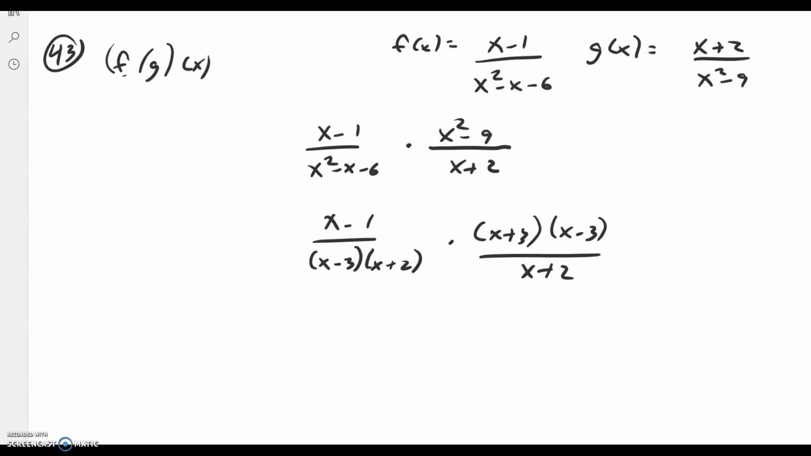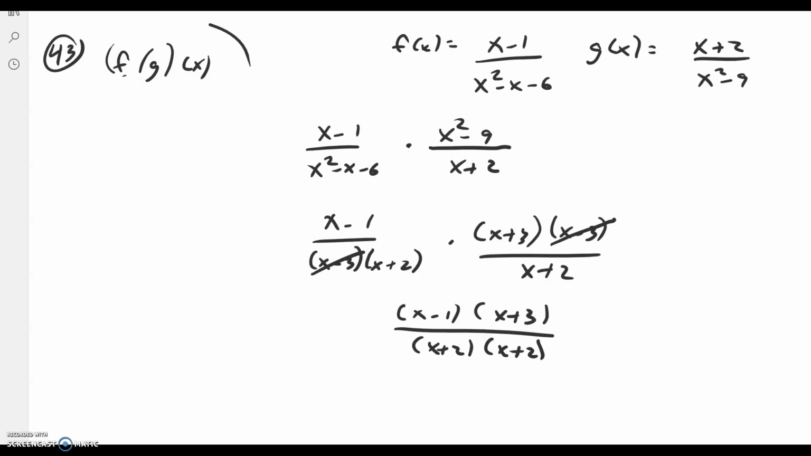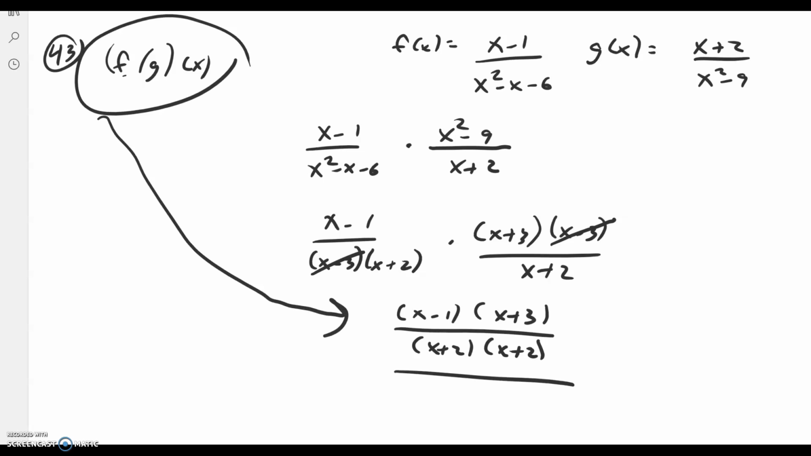So that's not looking terribly exciting to me. This guy cancels this guy. And there's nothing really else going on that I can see. I sure would have liked those x plus 2's to cancel, but you've got to have one on the top and one on the bottom. So this thing that we were asked for, this function of x, equals this one.